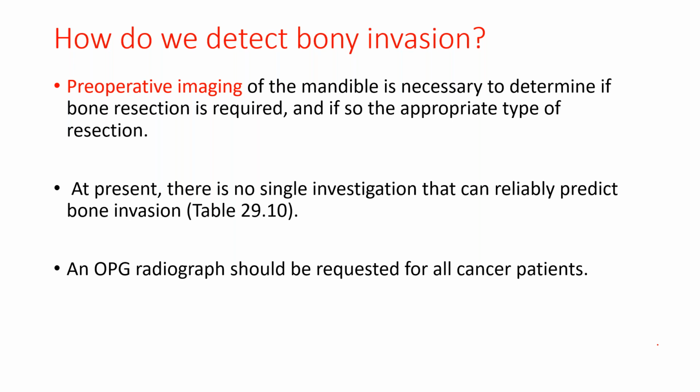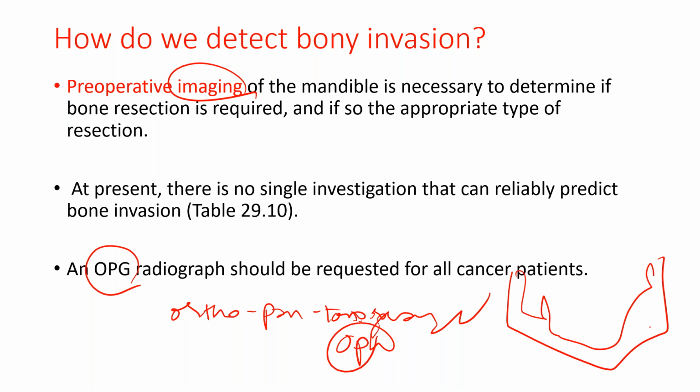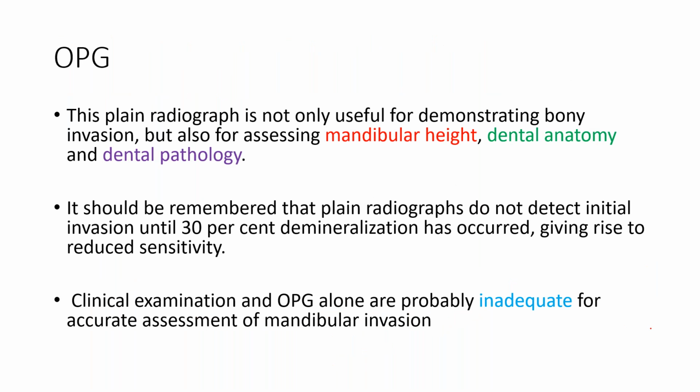How do we detect the bony invasion? You have to do imaging. It is called an orthopantomogram, OPG. All the teeth are seen, the whole mandible is seen, and the borders are seen. OPG tells us about the height, dental anatomy, and dental pathology. It is most commonly done by dental people.